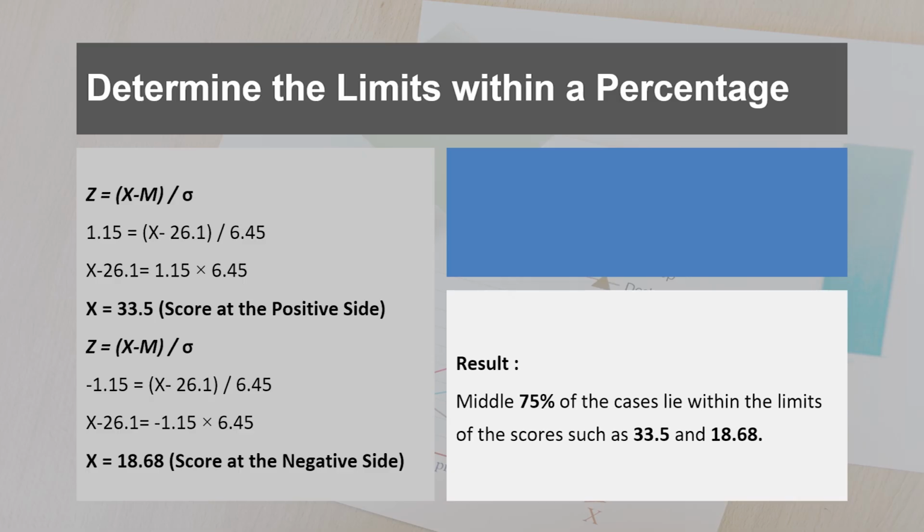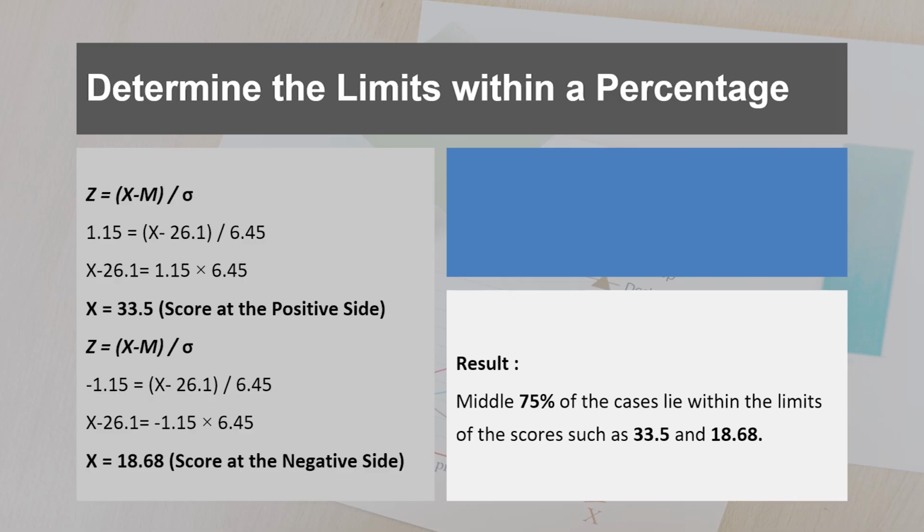So here you see, you just have to solve this equation. Z value we have already received from the normal probability curve table, that is 1.15 at the positive side. And x we have to find out. X means one of the limits, one of the scores. Mean score is given in the question, that is 26.1, and standard deviation is also given, that is 6.45. So you have to simplify it, and you will find that the value of x is 33.5. So 33.5 will be a score at the positive side, because we have taken here plus 1.15.